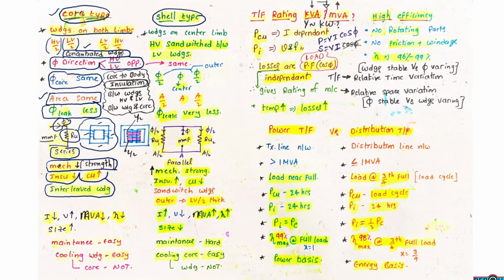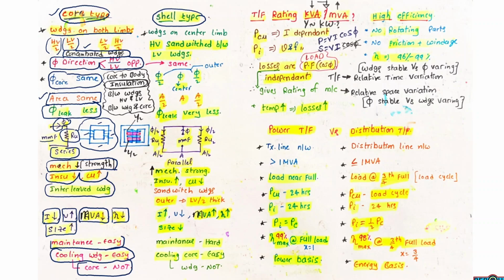Windings are interleaved. That means 50% of winding is placed on both the limbs. These core type transformers have low MVA rating, low current, high voltage, and lower efficiency. Size of the transformer is high, but the advantage is maintenance is easy, as the windings are placed on the outside and the core is on the inner side. Cooling of winding is easy compared to cooling of core.